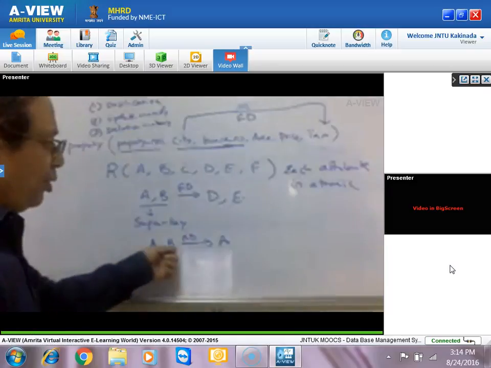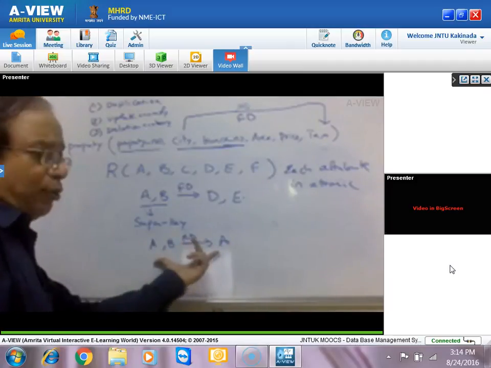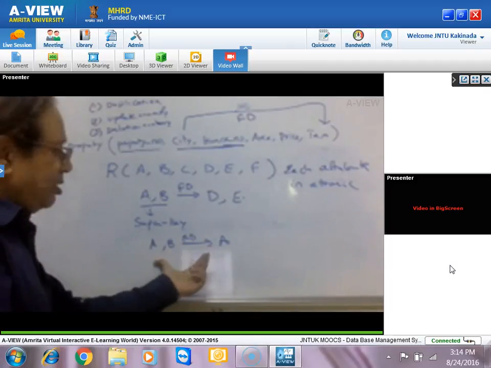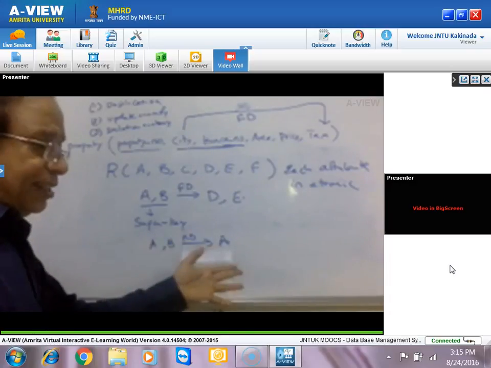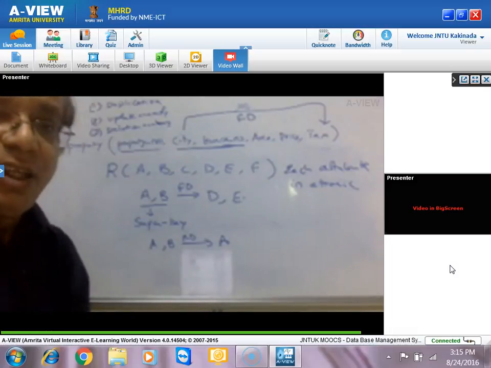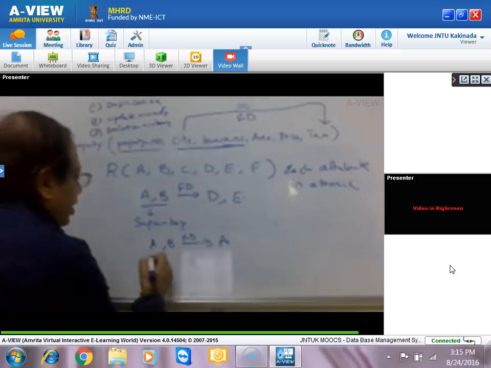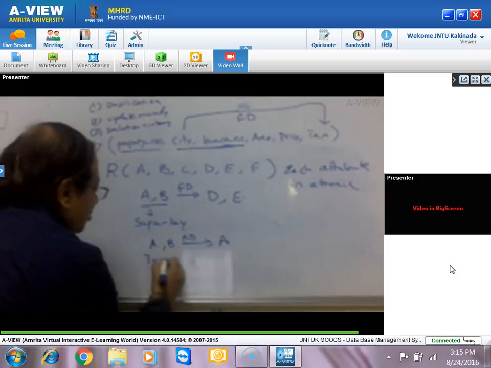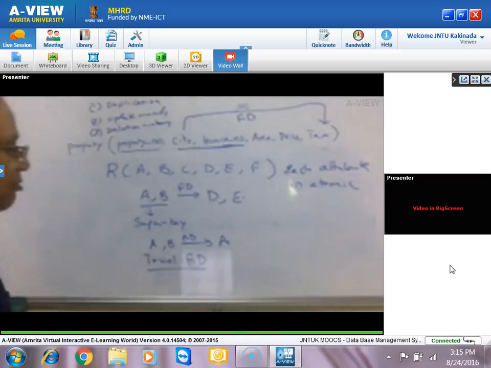Okay. So if you take two tuples, they will always agree on the value of A. So AB trivially functionally determines A, the attribute itself, because the tuples will trivially agree on its value. This is basically called a trivial functional dependency. Okay? Trivial FD.